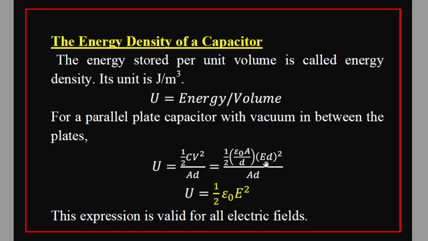Potential difference is equal to electric field into distance. So ED whole square by AD, that is equal to half into epsilon 0 into A, and A gets cancelled. Here there is a D square, and D cancelled, and this D also cancelled. So there remains E square. So it is half epsilon 0 E square. So this is the energy density inside the plates of the capacitor. This energy is stored in the electric field of the capacitor. So we can say this is the energy density of the electric field.